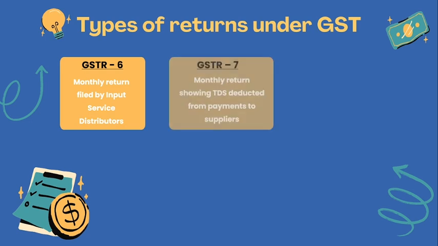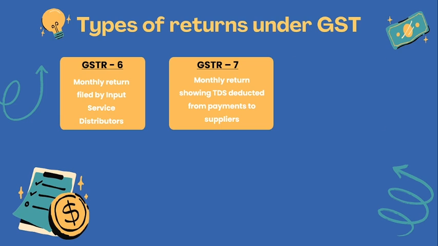The next is GSTR7. Businesses or government departments required to deduct TDS under GST file GSTR7. It reports the amount of TDS deducted from payments to suppliers. Filing is monthly and helps the government track tax collection by deductors. Due date is 10th of the next month following the month in which TDS was deducted. Even if no TDS was deducted in a month, a nil GSTR7 must still be filed by the due date.